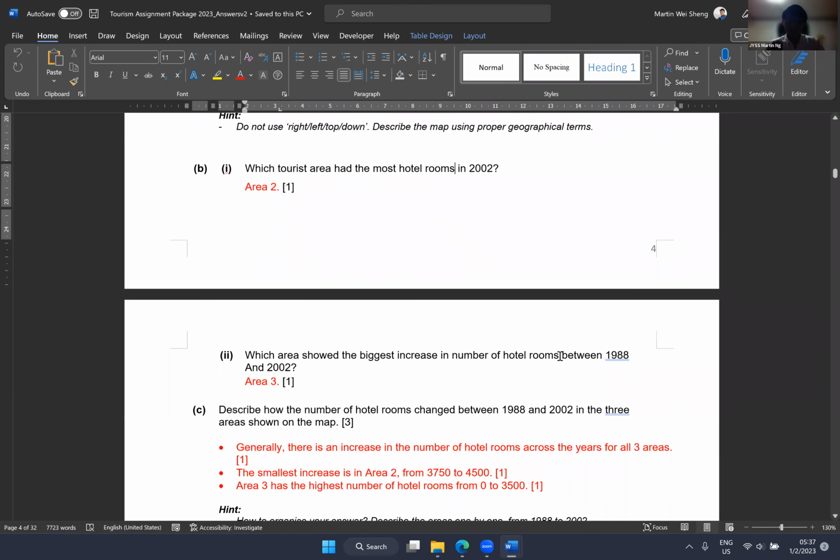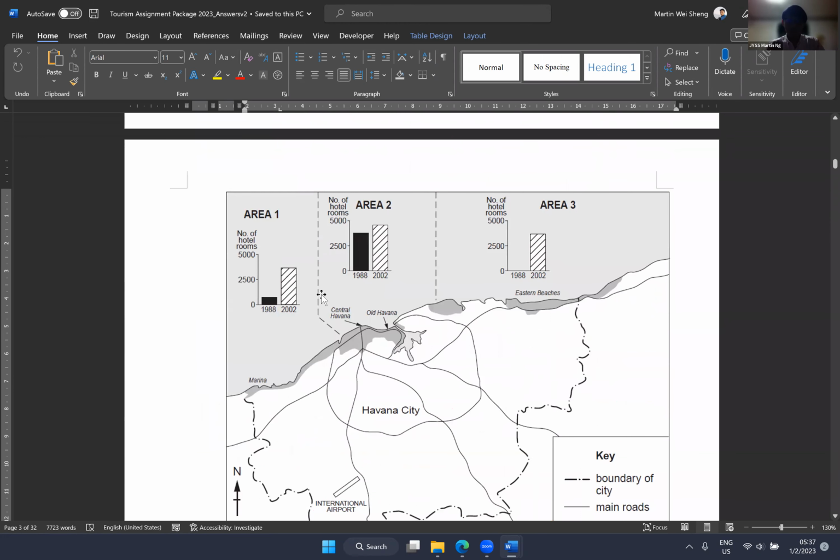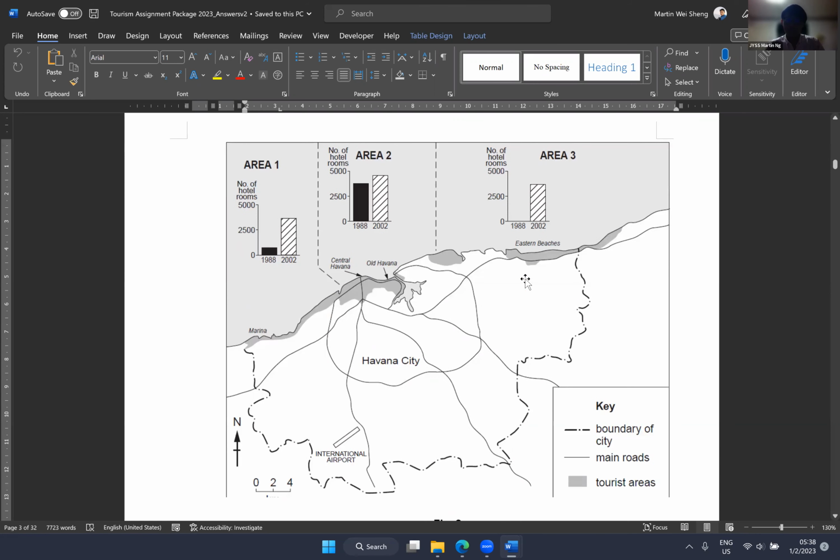Which area shows the biggest increase in the number of hotel rooms between 1988 and 2002? So how do you do this question? Same thing. Now you measure the length of the bar, then you do an estimation. You minus the value in 1988 from 2002. So you realize that the largest change would be in area 3. In 1988 is 0. Then in 2002, I'm guessing it is about 3005, around there. So the largest increase in hotel rooms would be in area 3.